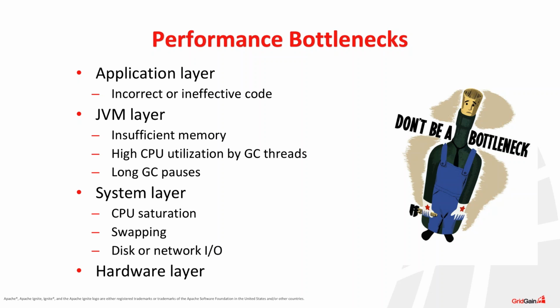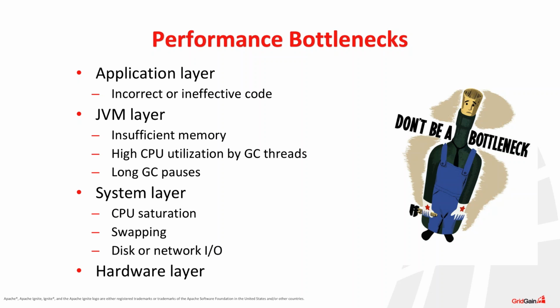Then there is the JVM layer. Ignite is a Java application, and therefore it runs within the JVM, and everything that applies to any Java application applies to Ignite as well. Usually problems on the JVM layer are related to memory. You can have insufficient memory for your data, which can cause out-of-memory errors or high CPU utilization by GC threads or issues like that. Or you can have long GC pauses and so on.